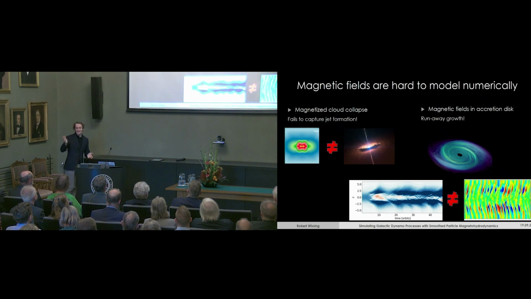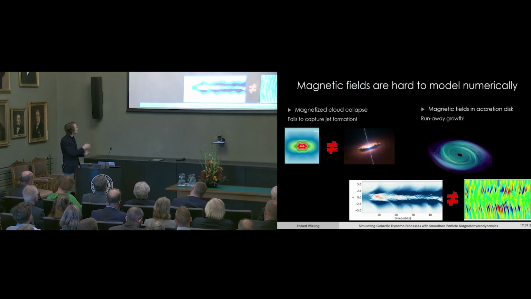But as was said, magnetic fields are very hard to properly model numerically. We have done galaxy simulations for quite a while, but magnetic fields have never been added because they go unstable. They break down, so it's very hard. Two examples that show this nicely: the magnetized cloud collapse, where you expect the formation of a jet at the end of the collapse. However, you can see in the old model, in the left picture here, there's no jet.